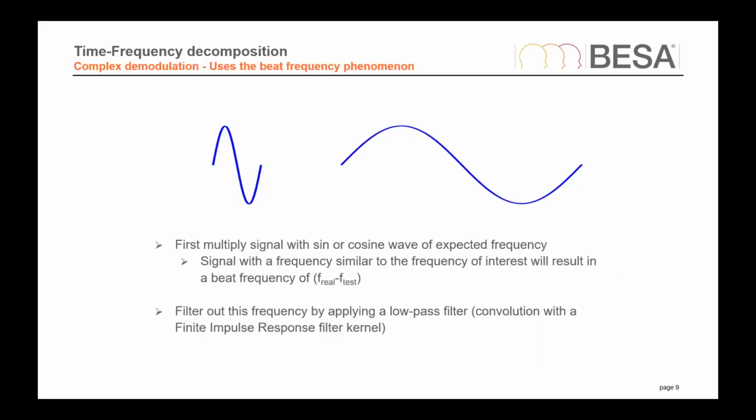Another way of decomposing data into time-frequency components is complex demodulation, which uses the beat frequency phenomenon. This is done by first multiplying the signal with a sine or cosine wave of the expected frequency. If my signal has a frequency similar to that frequency of interest, then this will result in a beat frequency, which is just the difference between the two. And we can filter this out by applying a low-pass filter after the fact.